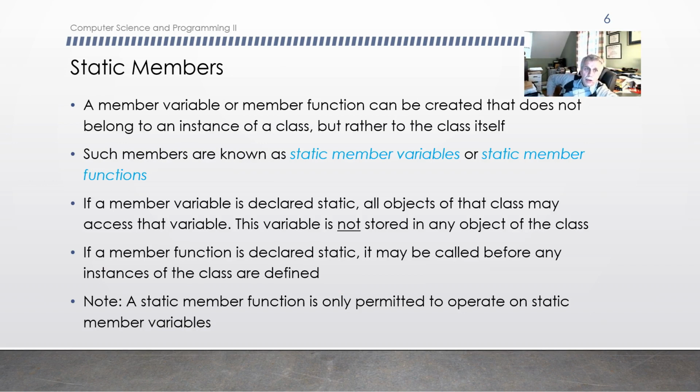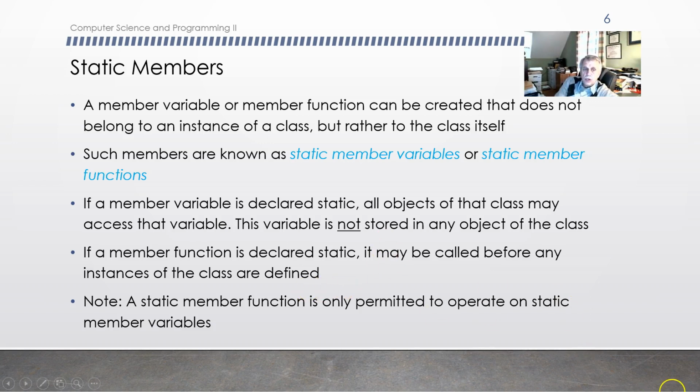So static members, what are they? A member variable or member function can be created such that it does not belong to any specific instance of a class, but can be thought of as the property of the class itself. These are referred to as static members. We can have static member variables, static member functions, or member methods. If a member variable is declared as static, then all objects will have access to it. In fact, it's not stored within the object, but it's stored once within the runtime memory where the class becomes available to all code that's executing in that current environment.